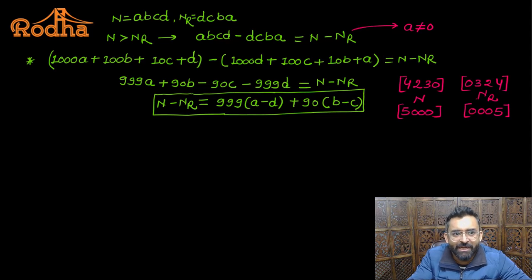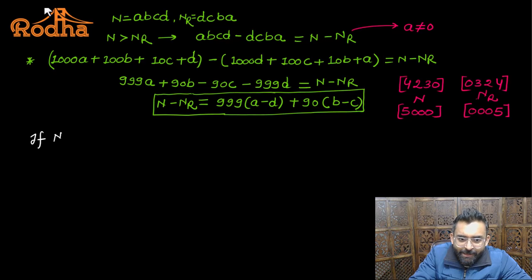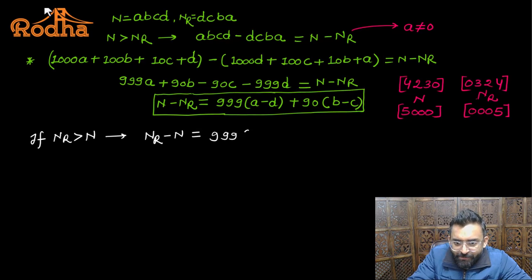Okay. Now if I do it the other way around, if I say the number obtained after reversing the digits is more than the original number, what I'm going to get is simply R minus N. And I know the position will change. So it's going to be 999 again, but it's going to be D minus A. Fine. Why? Because let's explain.